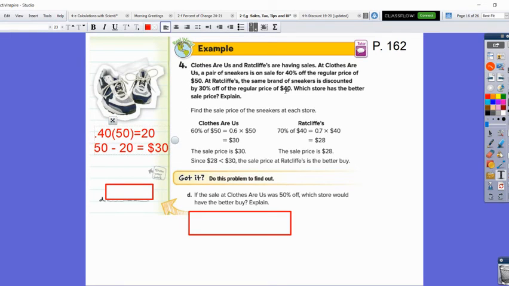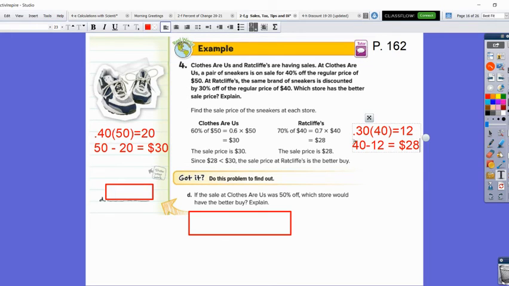Ratcliffe's has 30% off of $40. Okay, so 30% off means you're paying 70%. So the book, again, is using the quickest method here, which is not the easiest to understand. Instead, you might want to do 30% of $40. That equals $12. And so 40 minus 12 then is $28. Okay, that's the two-step method for getting Ratcliffe's price.